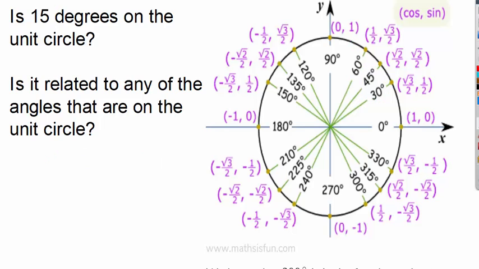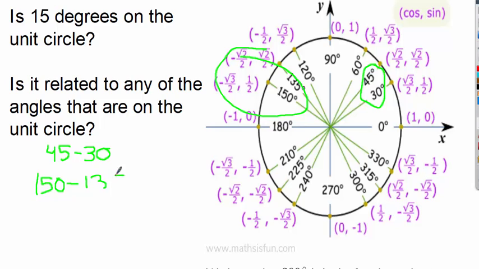How about 15? If I have the choice of using things in the first quadrant, I am, because here I deal with positive numbers all the time. So I can do 45 minus 30. I could have done these guys here, 150 minus 135. But if I do those, I'm going to end up dealing with negative numbers sometimes.